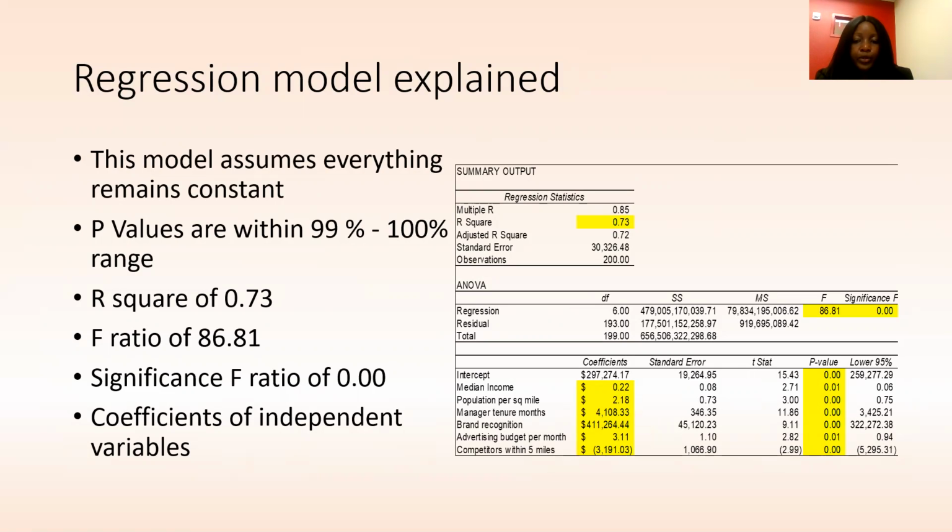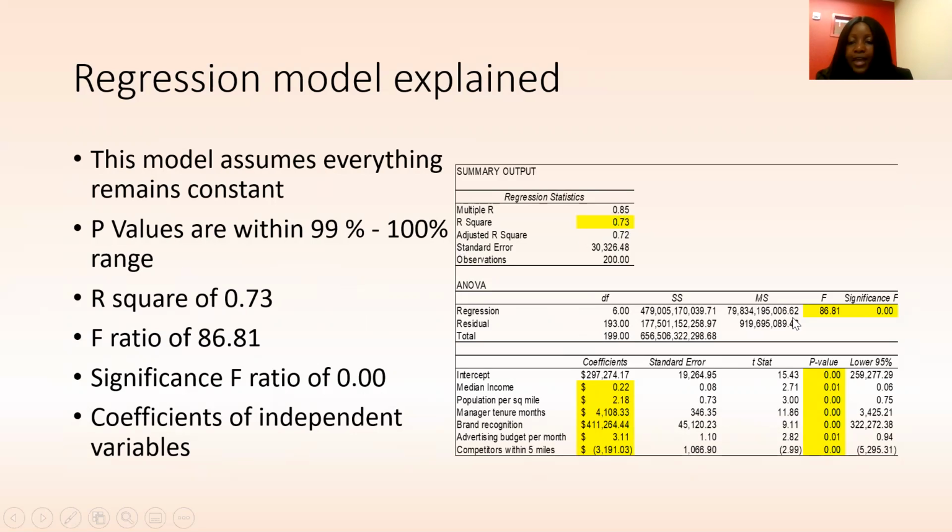With that said, the p-values that are shown and highlighted here range between 0.00 and 0.01, which shows that we have a 99% to 100% range, and that shows that our model is accurate and reliable. The R square value of 0.73 is a good amount. We had 200 location data, which is a good number to have in order to create a model that we can use to predict future sales for expected locations.